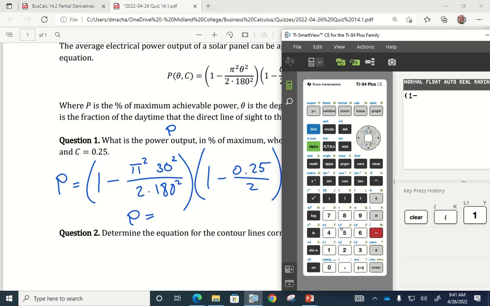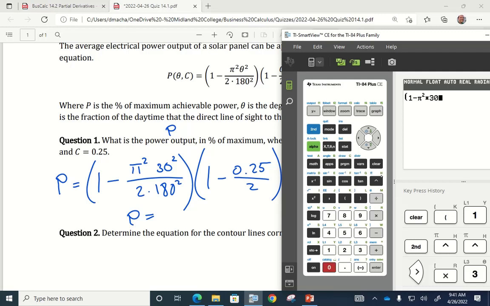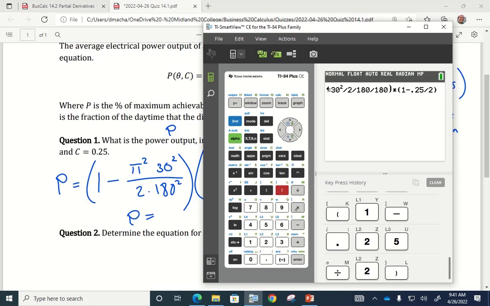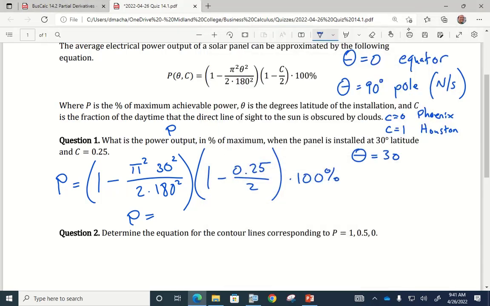Okay, so we have 1 minus pi squared. So we do pi squared times 30 squared divided by 2, and then divided by 180 squared, times, open parentheses, 1 minus 0.25 divided by 2, close parentheses, times 100. And so that's going to be 75.5%.